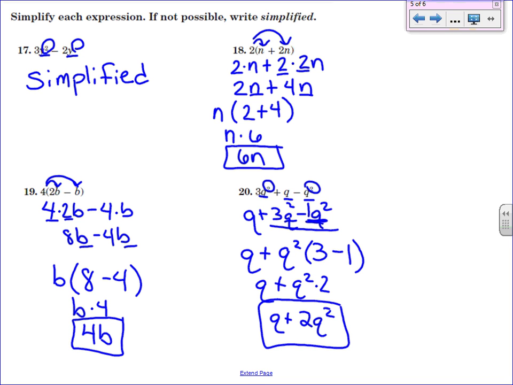And since I have q with no exponent and q with a squared, those are not common factors. They can't be simplified together. It's really important to keep track of the exponents on the variables because a like term has to match the letter and the exponent in order to be combined.